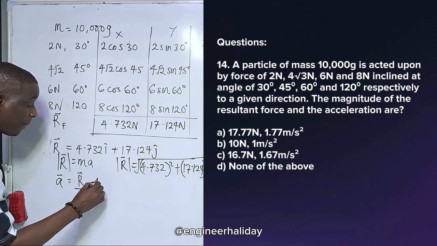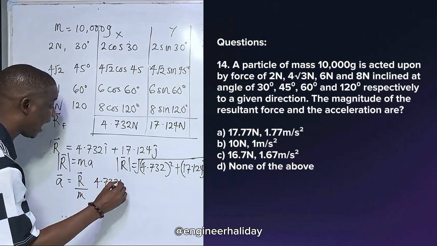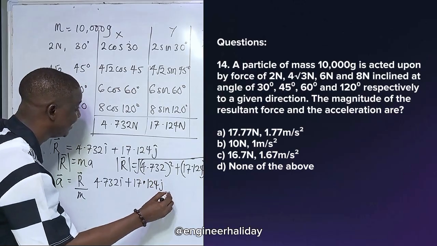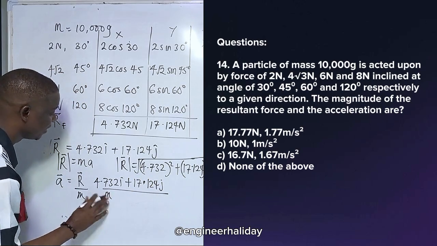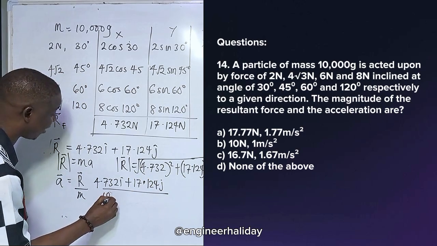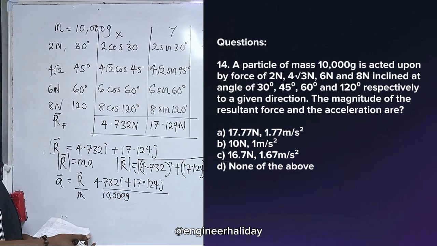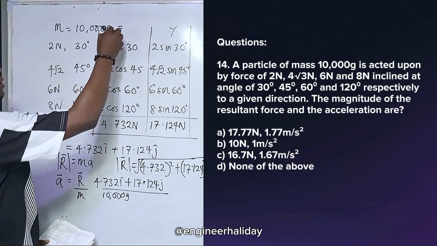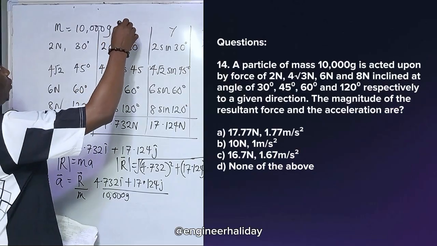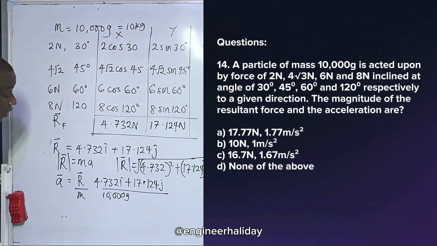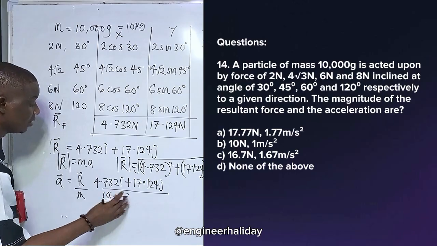This now, the 4.732 i plus 17.124 j, divided by mass, which is what? 10,000 grams. Depending on what you want, you can convert to kilogram, the standard unit. How do you convert to kilogram? You divide by 1,000. If you divide by 1,000, I would have 10 kilogram. Okay, so this one can be 10 kilogram.